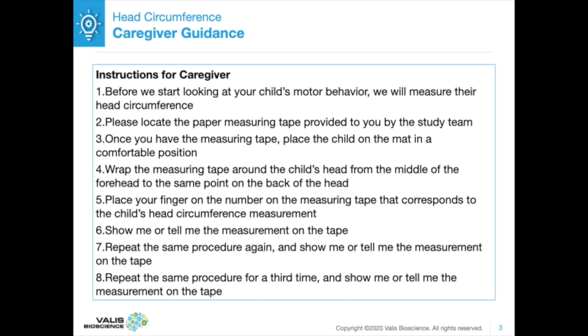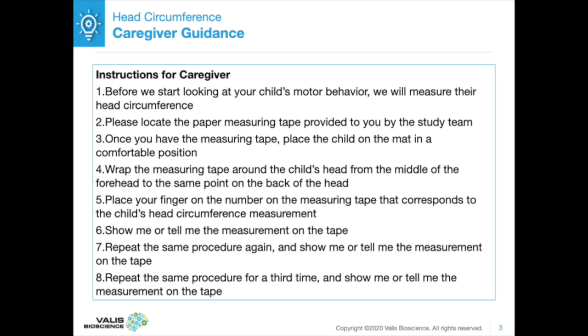Repeat the same procedure again, and show me or tell me the measurement on the tape in inches or in centimeters. Once the caregiver has provided you with the second measurement, record it on the head circumference CRF. Then, say to the caregiver. Repeat the same procedure for a third time, and show me or tell me the measurement on the tape in inches or in centimeters. Once the caregiver has provided you with the third measurement, record it on the head circumference CRF.